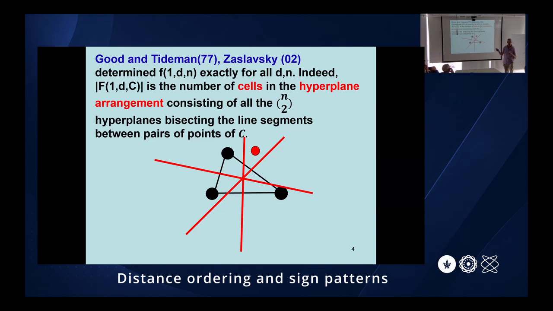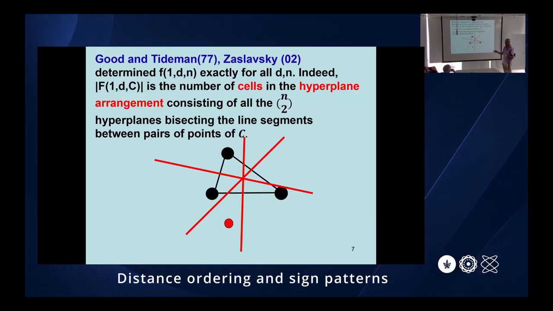It will split the space into connected components, and each connected component determines exactly the order, right? So here, if the point is here, then you get a different order, and here, and here, and here, and so we kind of understand how it looks, and this will be the animation that you will see here. So you can view it as a proof that I'm not using any AI to prepare my slides.